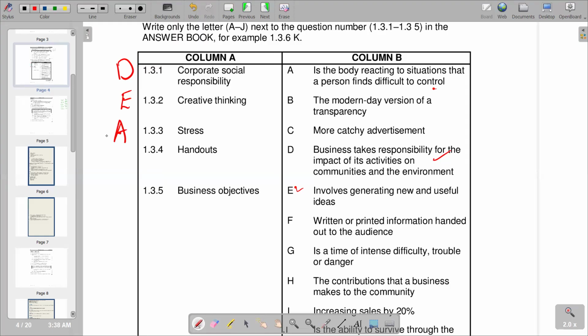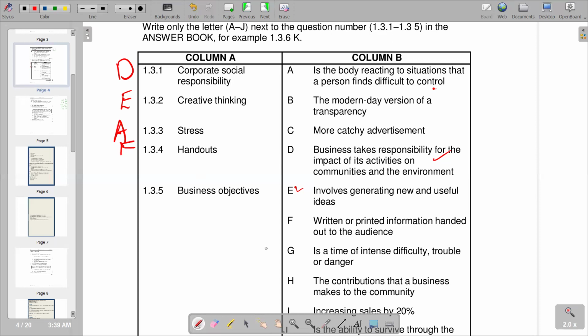Then we got handouts. We know that this is just a physical document that we have. And we try to see according to the responses that we have on 1.3.4. If you go to F, it's saying written or printed information handed out to the audience. So you put F there, F being your handout. Then you put 1.3.5 is business objectives.